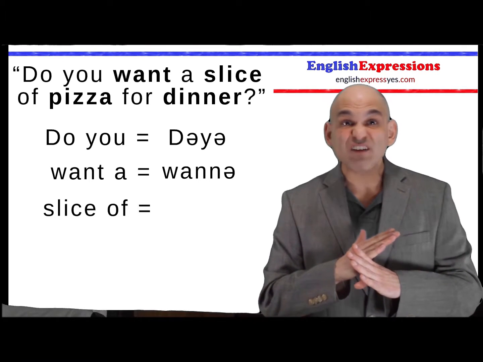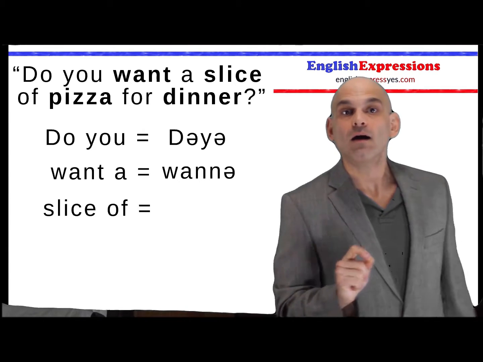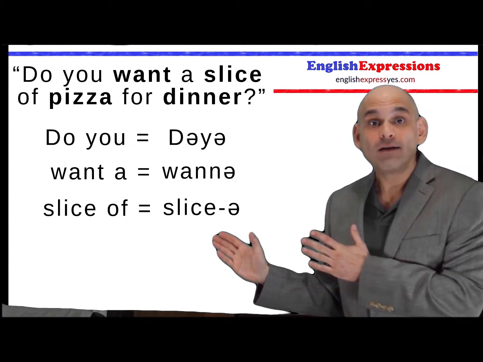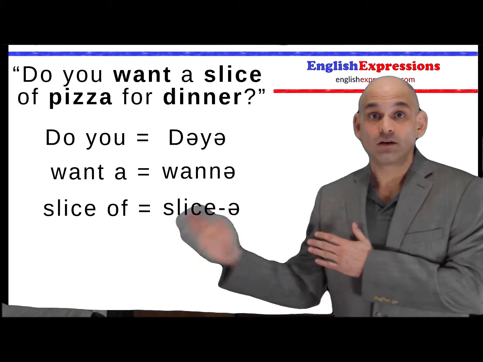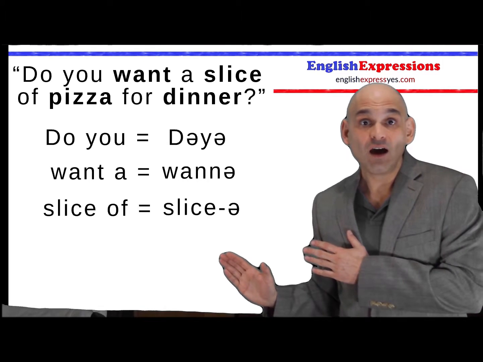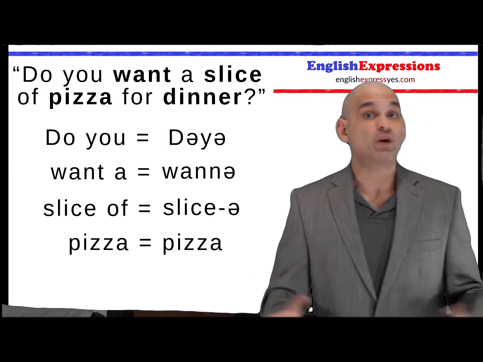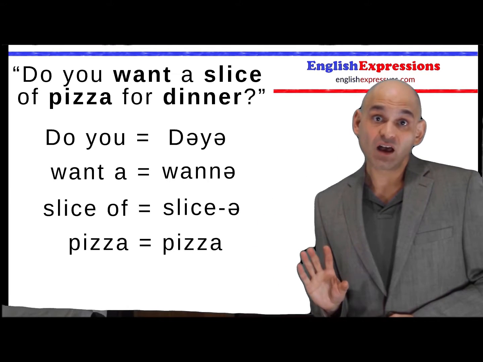Slice of? "Of?" We don't say "of." That's too long. We use schwa. And we link it onto "slice." Slicer. Slicer. We say it like one word. Slicer. Do you want a slicer? Now, pizza is a content word, so we say it fully. Do you want a slice of pizza?